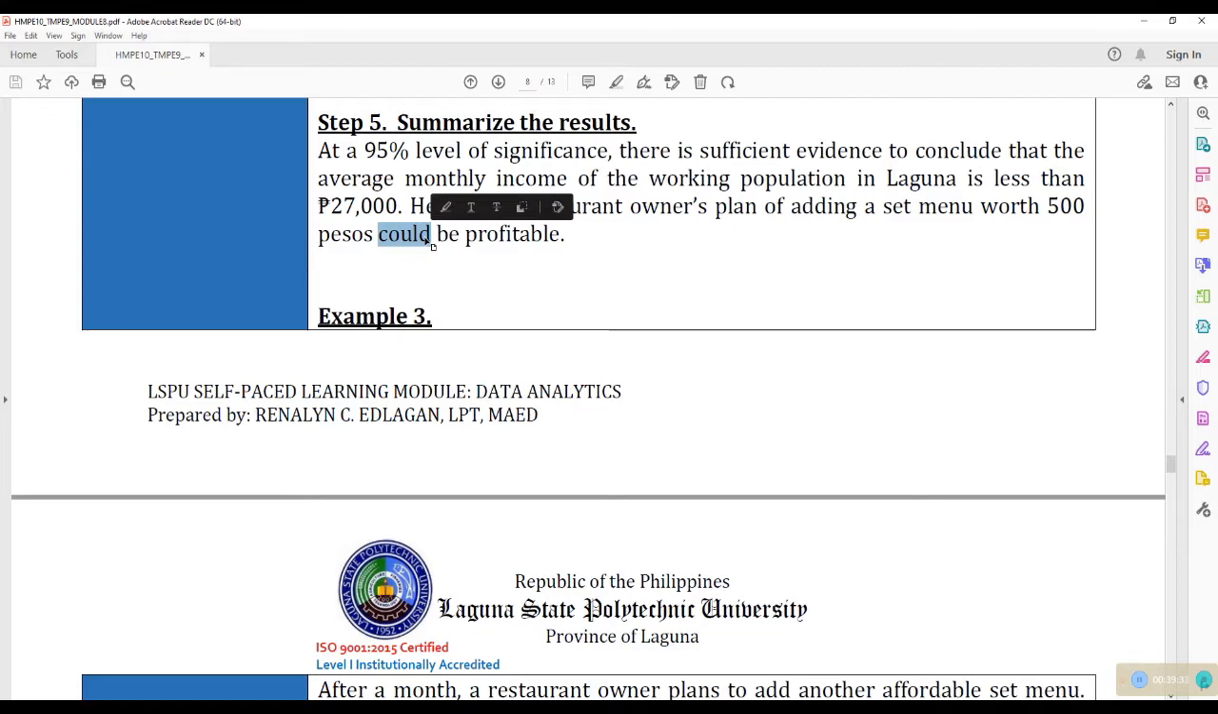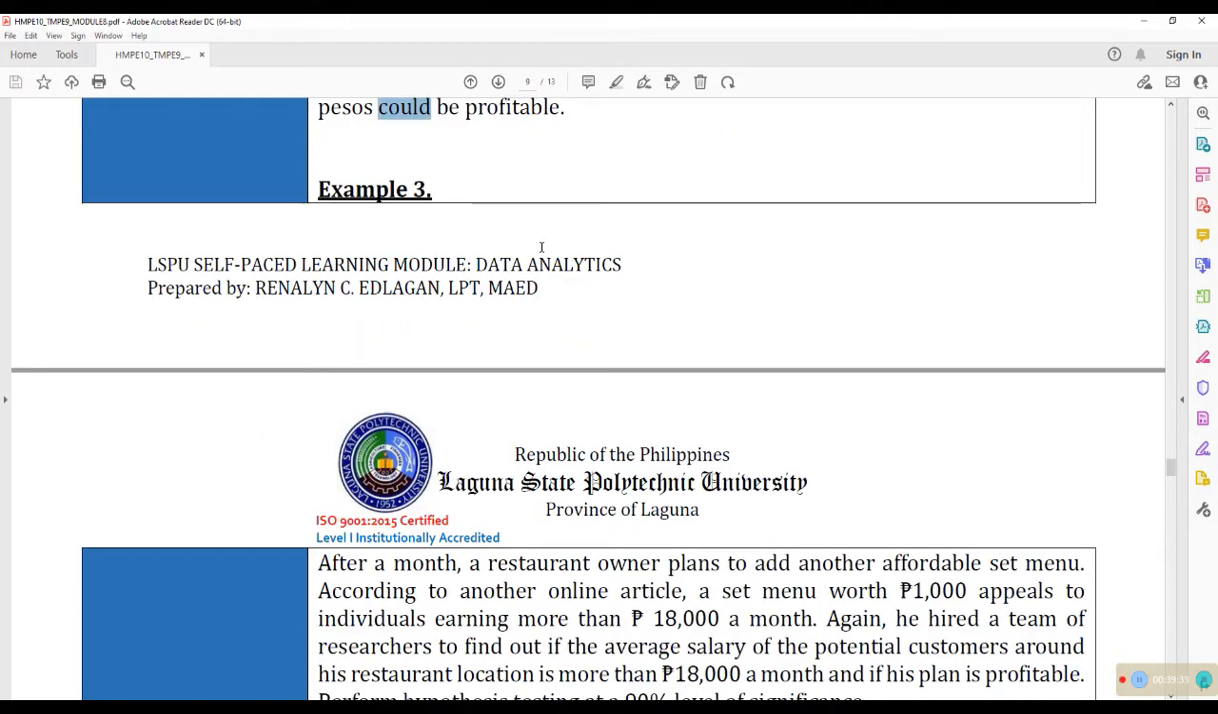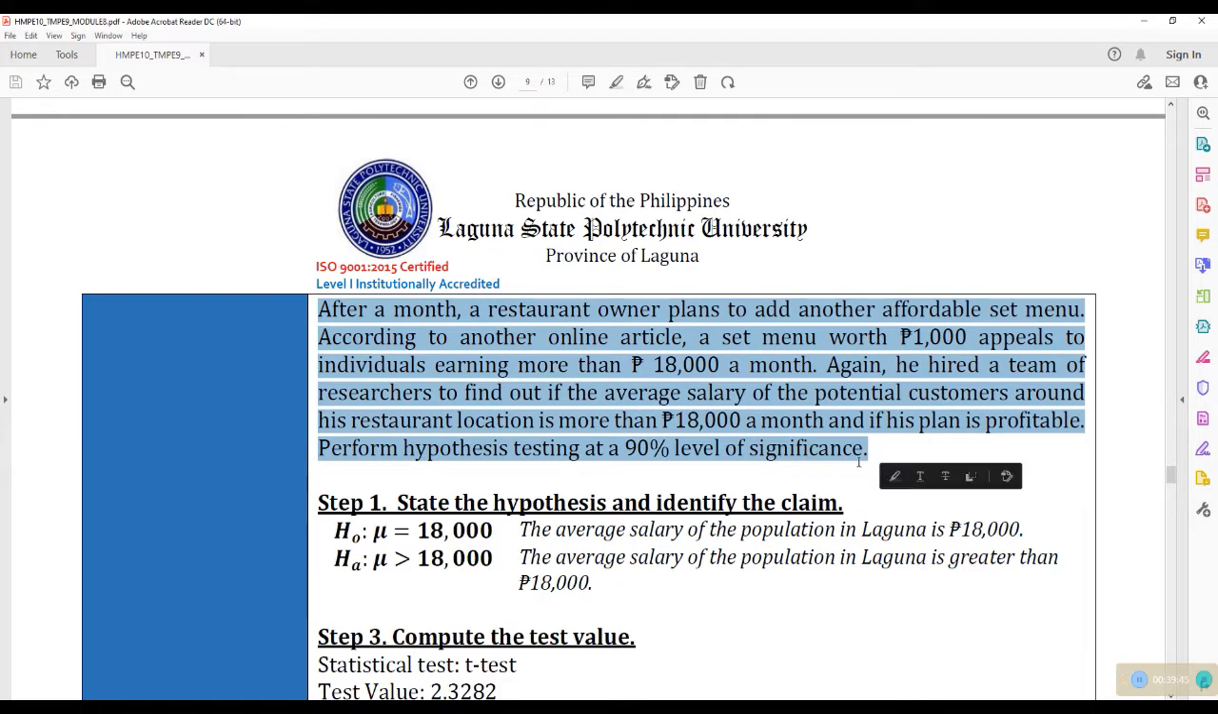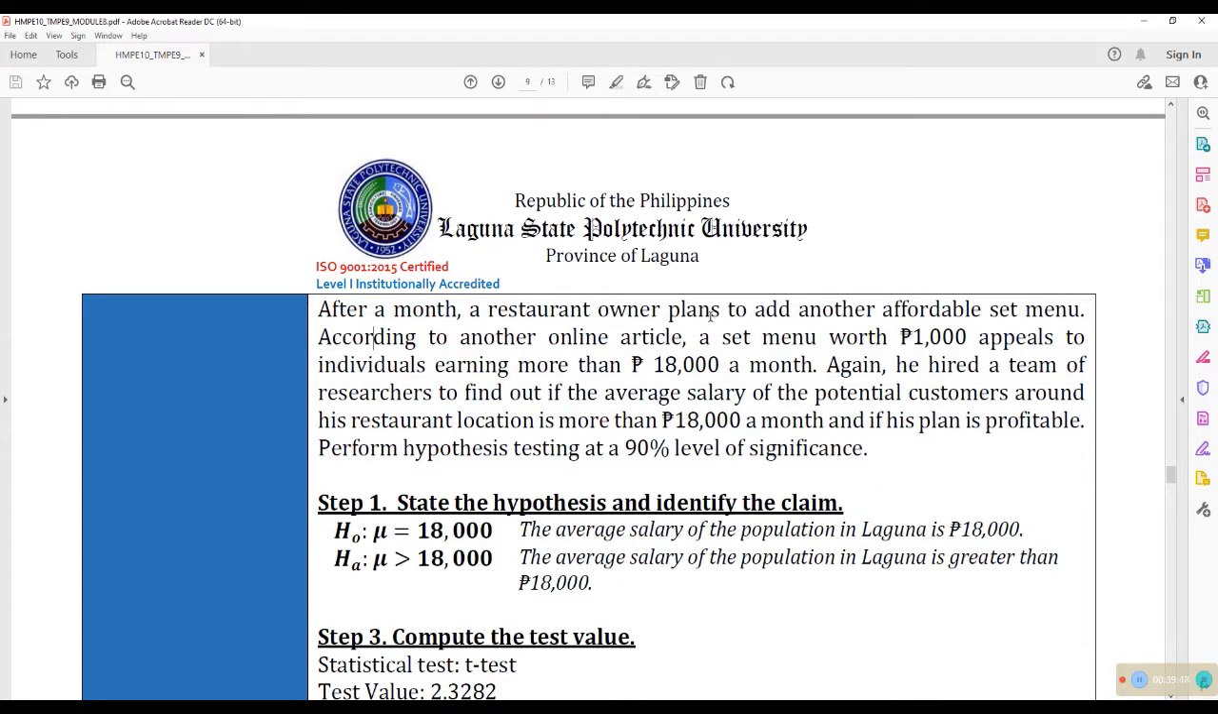Now, for example number 3, this is the other side, where it is greater than 18,000. Sorry, I'm no longer reading it in full. Well, let's read it anyway, even if it's tiring. After a month, a restaurant owner plans to add another affordable set menu.